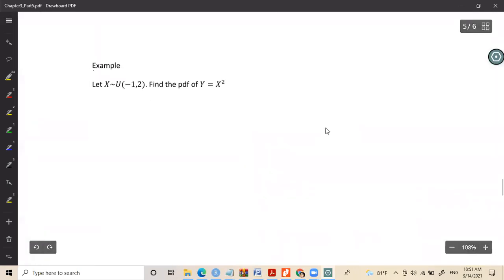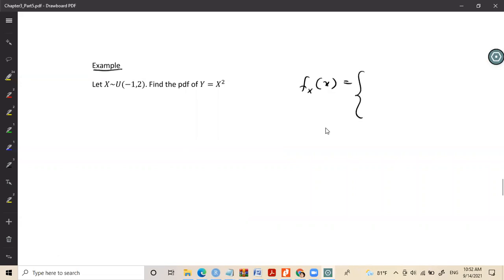So here's the next one. This is the familiar uniform distribution, right? So your x is the uniform density in between -1 and 2. You have to find the PDF of y, which is x square, and the support of x is from -1 to 2. So the first thing you have to do is write down fx, because the function of x is not given, but you know it is the uniform distribution within the interval -1 and 2.